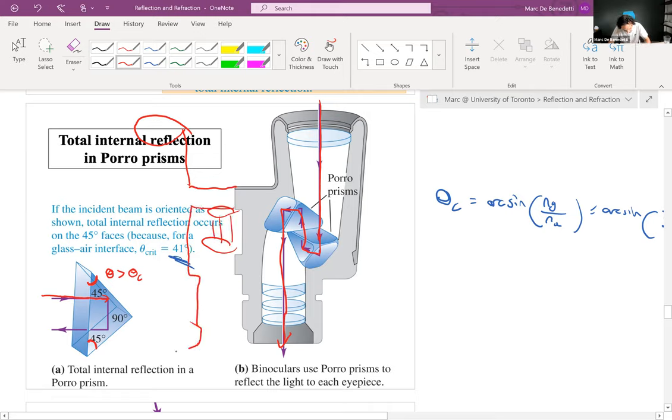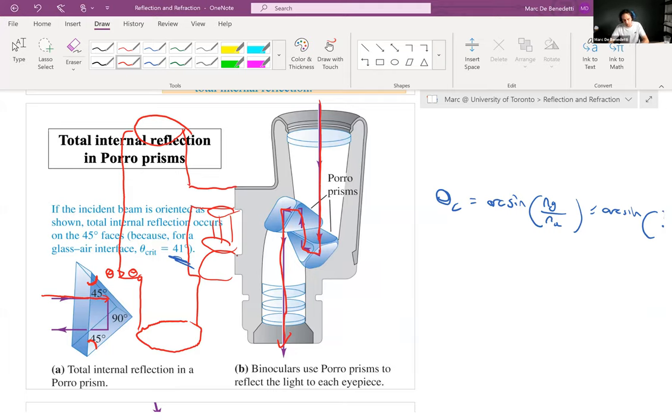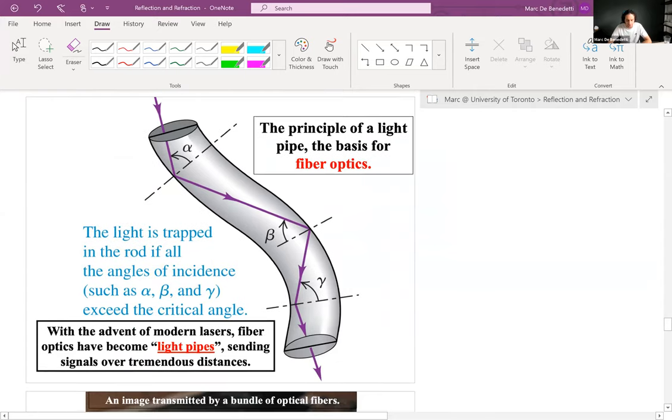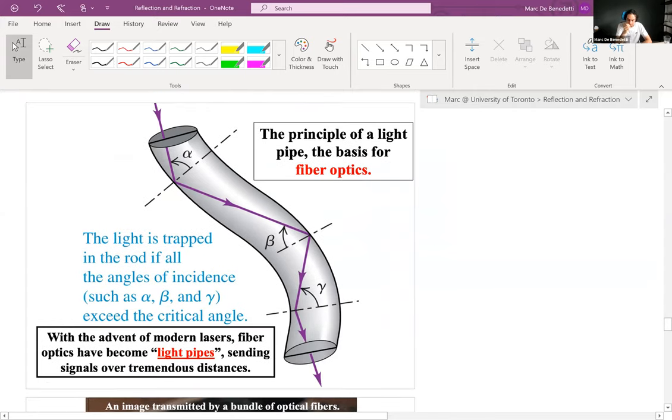And then you have the second eyepiece for your second eye over here. That's a terrible diagram, but you get the idea. So this is like half of the set of binoculars, and you can use these prisms to sort of shift the image.